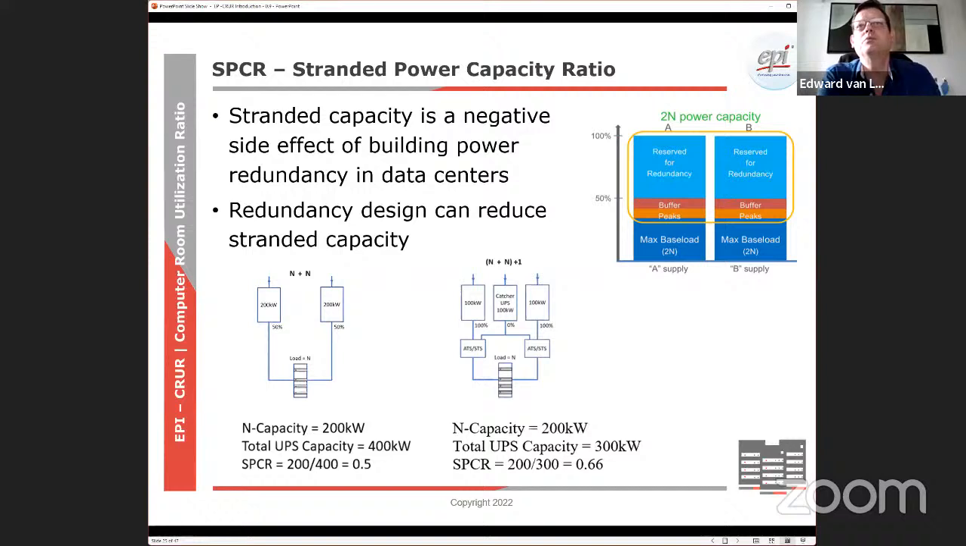Of course, you can do smarter setups. In this picture on the right, you'll see, for example, a setup where we use what we call a catcher system. And in this catcher system, we also have 200 kilowatt of capacity. But the UPS capacity is now reduced to 300 kilowatt. That means that the SPCR ratio is closer to 1. It's just making sure that we have less stranded capacity. So this is one of the metrics that we look at.